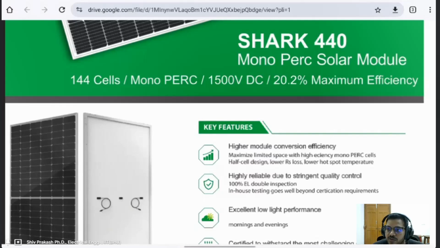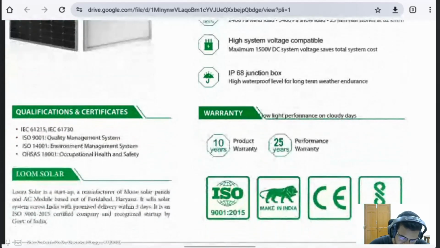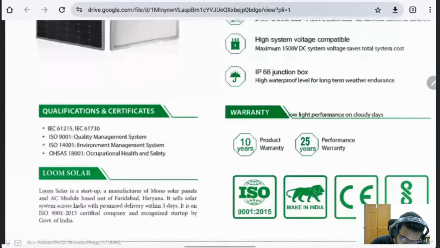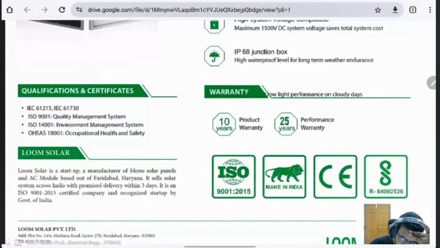Which one? Do you have any doubts? There are 144 cells in a module, and you can see all of the specifications and qualifications. IEC means it is verified by the standard organizations also, ISO 9001, ISO 14001, like that.